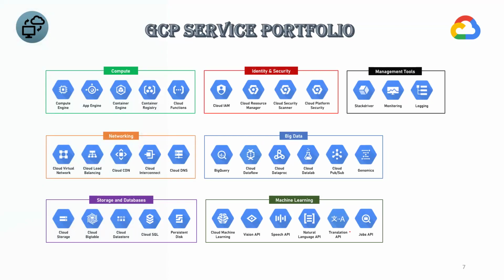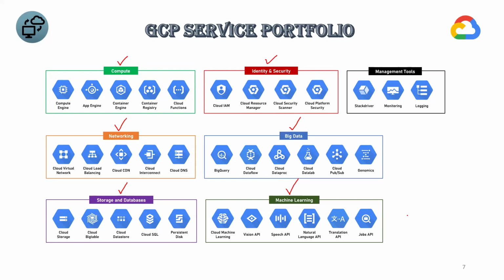Look at here. A few such services: it provides you compute services, identity and security services, networking services, big data services, storage and database services, and machine learning services. Okay, so Google is providing you multiple services which are useful for organizations to build, deploy, and scale the applications and services in the cloud. The categories of services are here, and inside each category you have multiple tools.